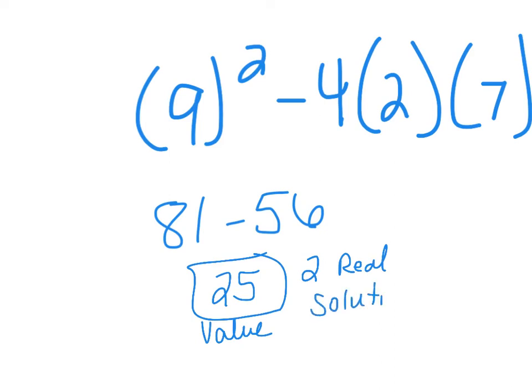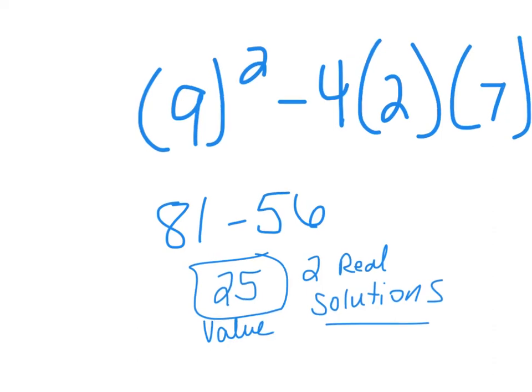Does everyone understand how I expect you to answer these questions? I need to know the value. What does the discriminant equal? The b squared minus 4ac. And then what does that tell me about my solutions?